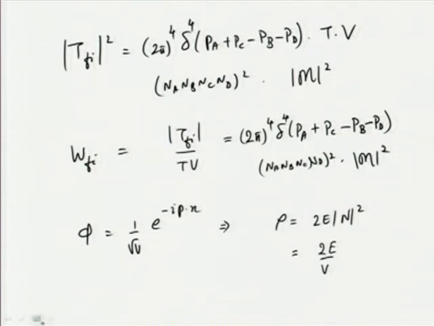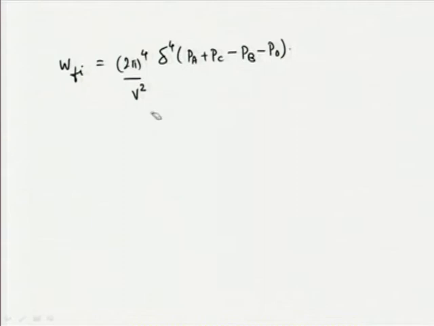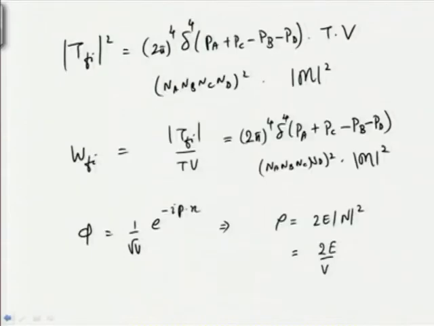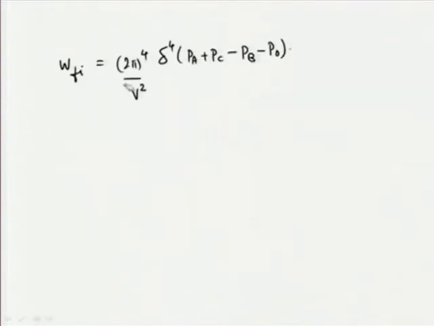So with all this put in, W_fi is equal to (2π)^4 δ^4(P_a + P_c − P_b − P_d) times 1 over V squared, because each of these N is equal to 1 over root V. So we have 1 over V squared, times N_a, N_b, N_c, N_d, and the invariant amplitude squared.